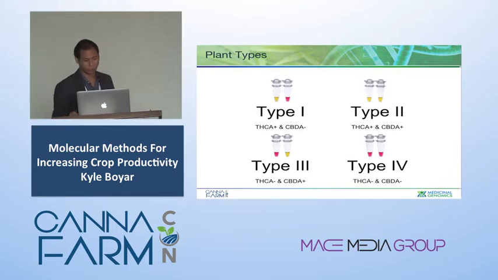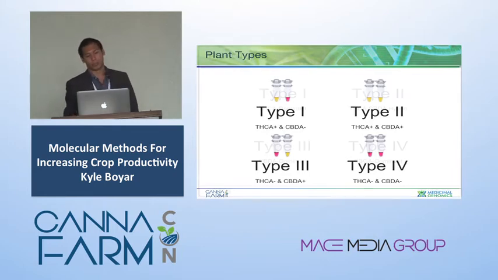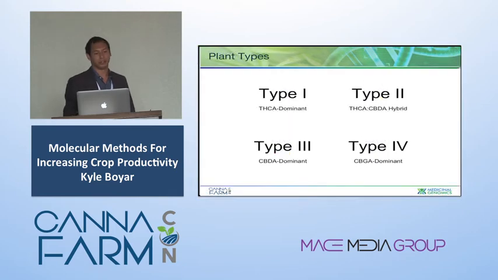And this is what it looks like on the PCR. So type 1, right, we're positive for THCA synthase and negative for CBDA synthase. For type 2, we can produce both. We have both enzymes. Type 3s are positive for CBDA synthase, but negative for THCA, similar to what you would see in a hemp. And then type 4, you'd be negative for both, so you'd produce naturally mostly CBGA.